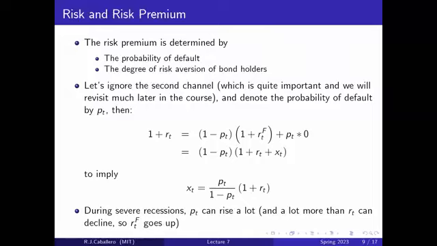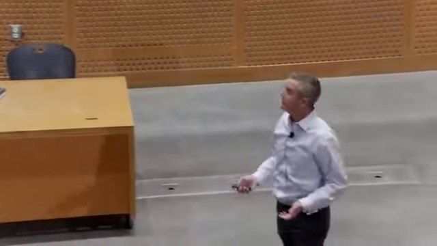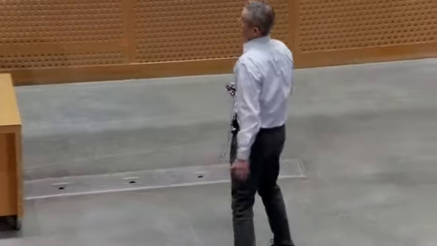And you can solve this out here, and you get that this risk premium, X_t, is an increasing function of P. Naturally, if I perceive bonds to be more likely to default, I'm going to require a higher compensation if the bond doesn't default. And that's what you have here.